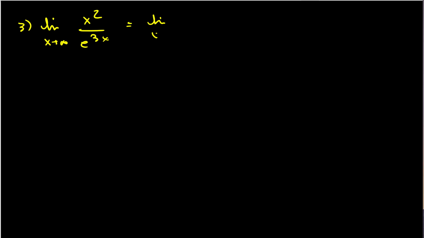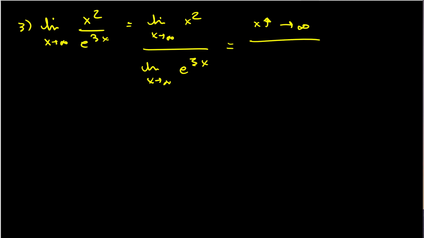And again, we try to solve this, limit as x tends to infinity of x squared all over the limit as x tends to infinity of e to the 3x. We look at the top, limit as x tends to infinity of x squared. We know that as x gets larger, x will tend to infinity. So as x grows, the top will go to infinity. And the bottom, as x grows, the bottom will go to infinity. So we're going to have an infinity over infinity case.